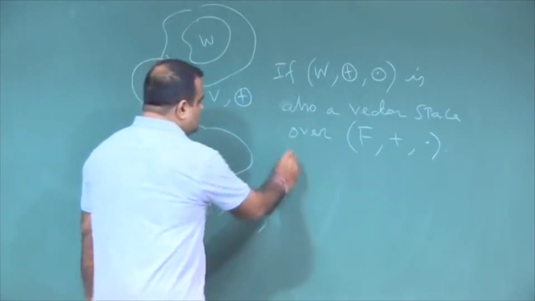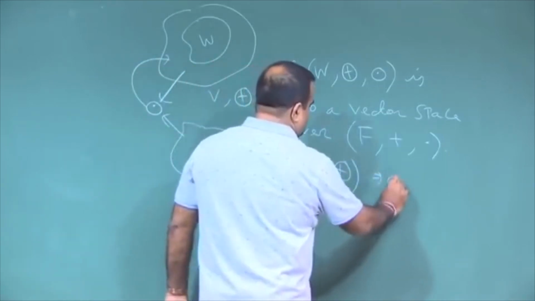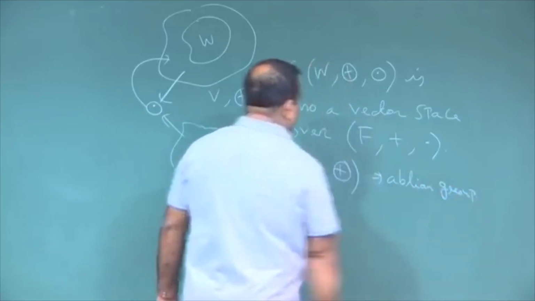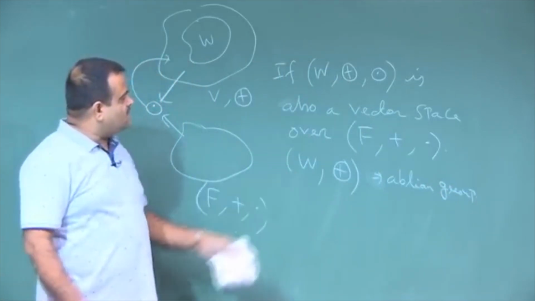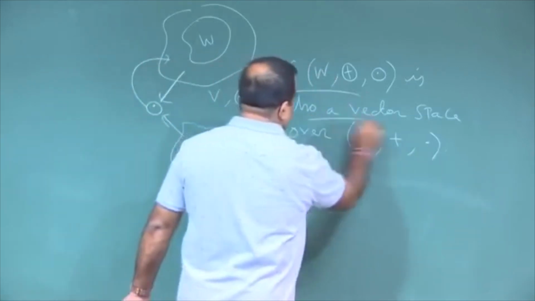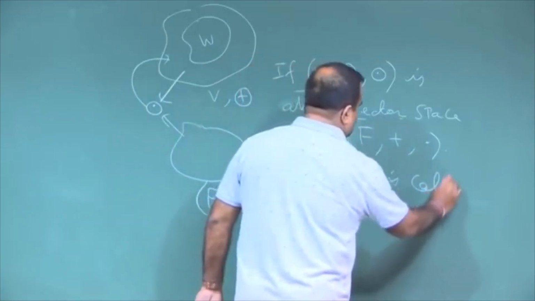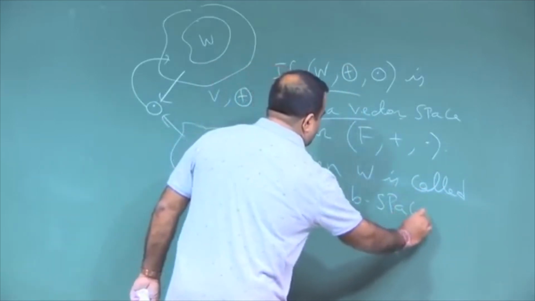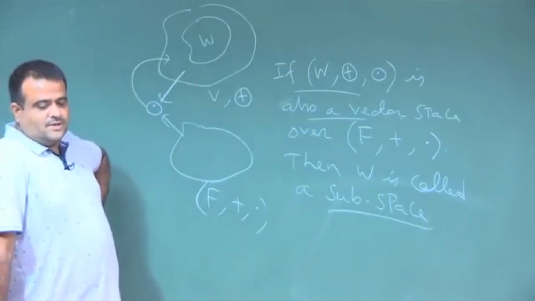That means it must satisfy all the properties. This must be an abelian group, and we must have all the properties with the scalar. Okay. Then if it is a vector space, it is called a subspace. If this is a vector space, then W is called a subspace or sub vector space. W is called a subspace.